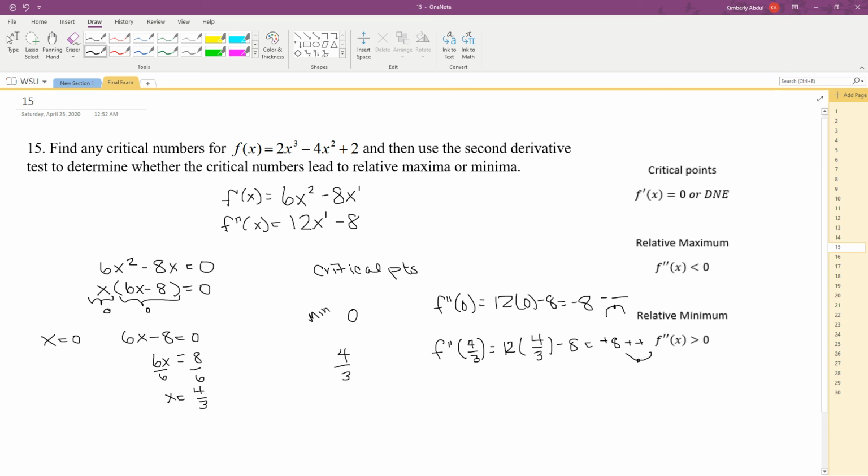So this one's a relative max, and this one is a relative minimum by the second derivative test.